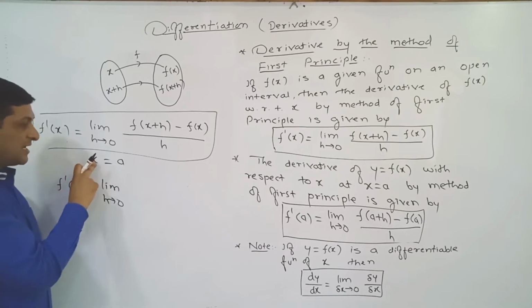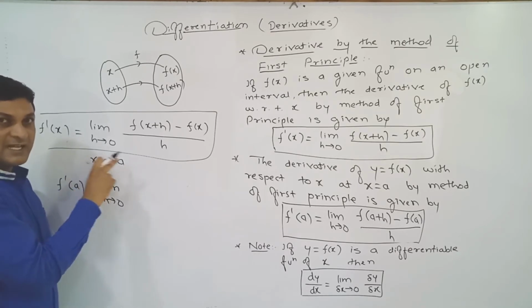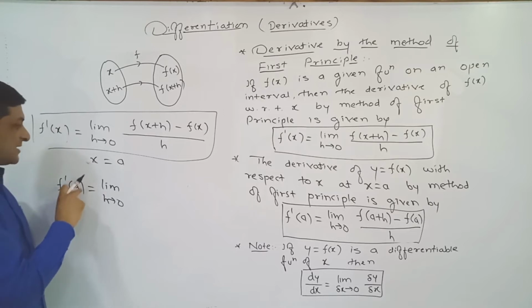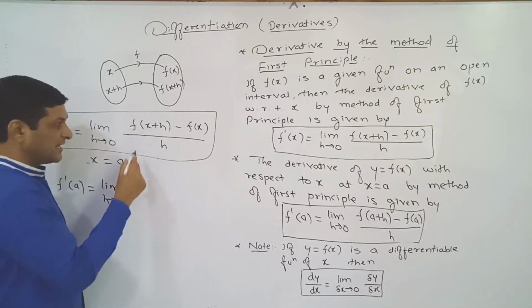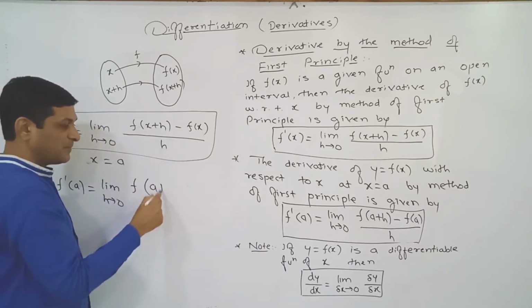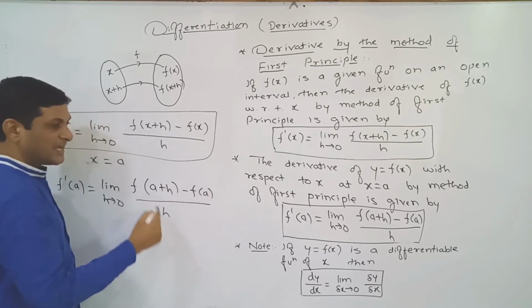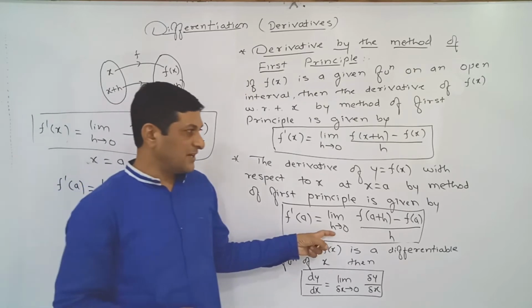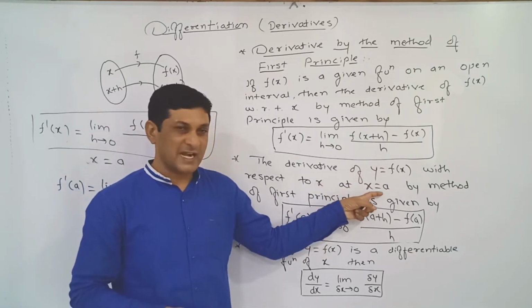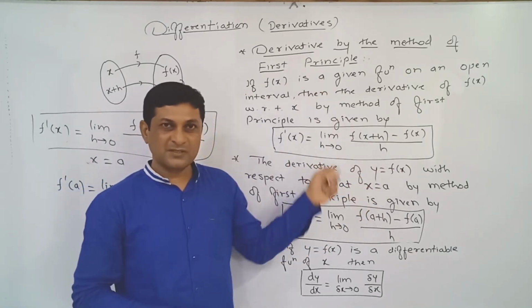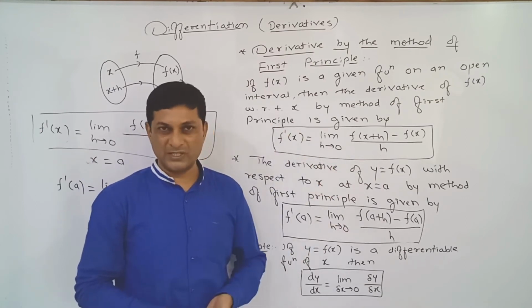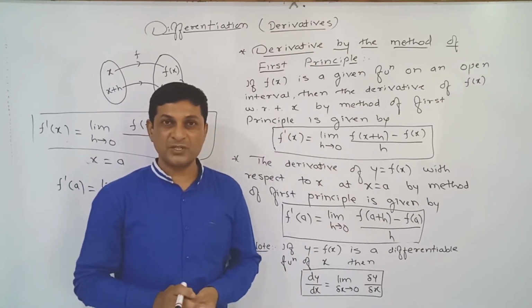As this time we are finding the derivative of this function at x equals a, we replace x by a on this side also. What we will get is f of a plus h minus f of a, and in the denominator, h as it is. So this is the derivative of y equal to f of x at x equals a, using the same method of first principle. So hope the idea about differentiation is clear.